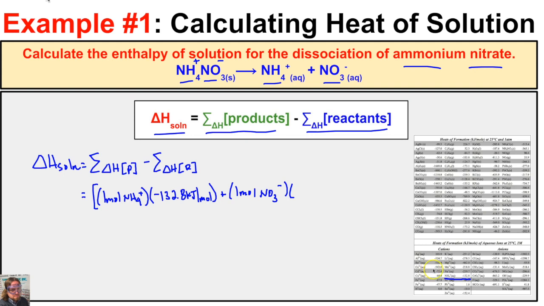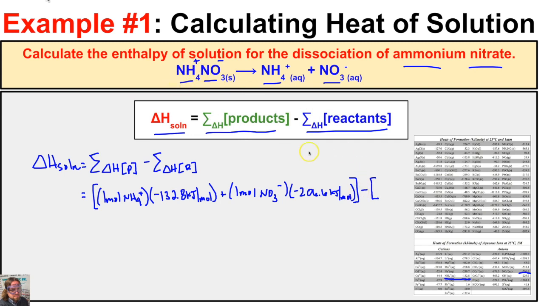And then we're going to multiply this by our heat of formation for these nitrate ions. And if we take a look, it's negative 206.6 kilojoules for every mole. And so that's just going to be our change in heat of our products. What we now need to do is subtract the change in heat of our reactants. Our only reactant is ammonium nitrate.